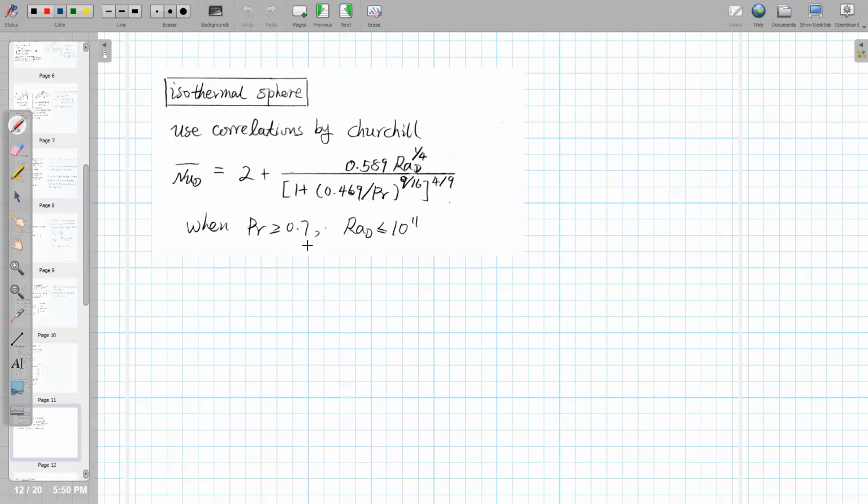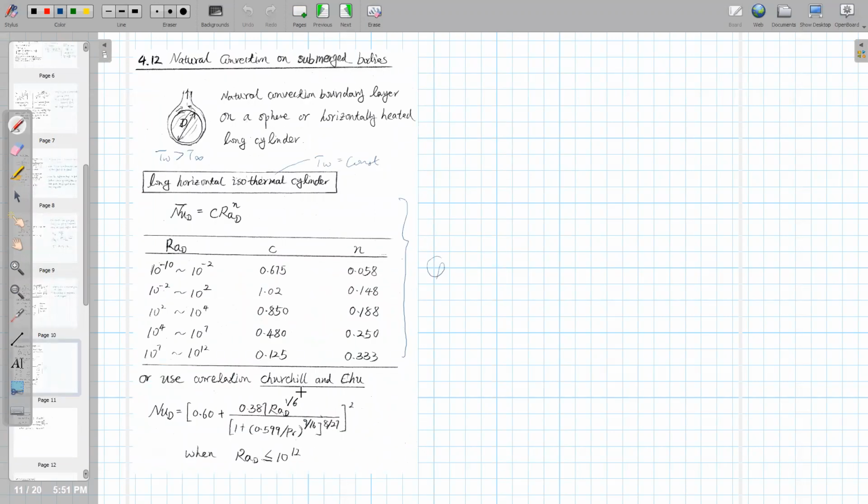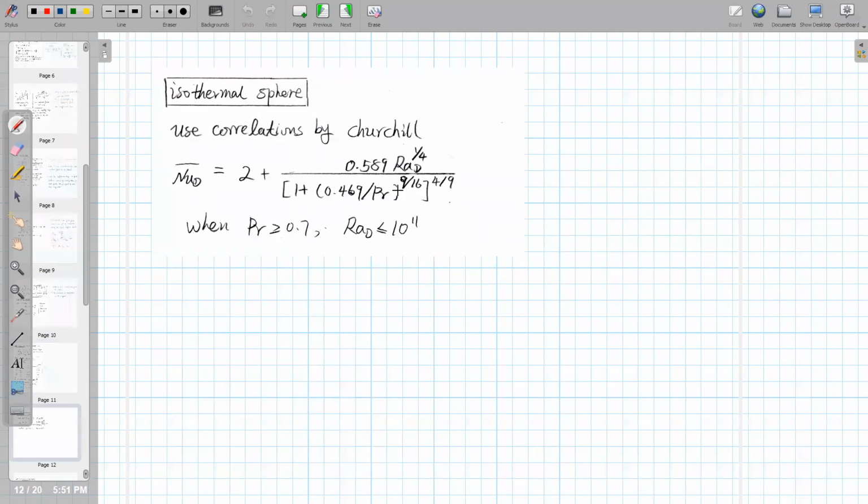For this isothermal sphere case, where the wall temperature is constant, this correlation only works for Prandtl number larger than 0.7. You know, 0.7 is usually the Prandtl number of air. Larger than 0.7 means it works for all the liquid cases and air and gases heavier than air. It also only works for Rayleigh numbers smaller than this range. So we have these two cases, this one for the cylinder and this one for the sphere.